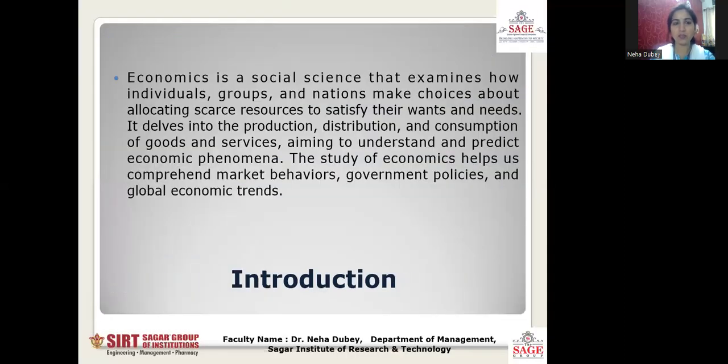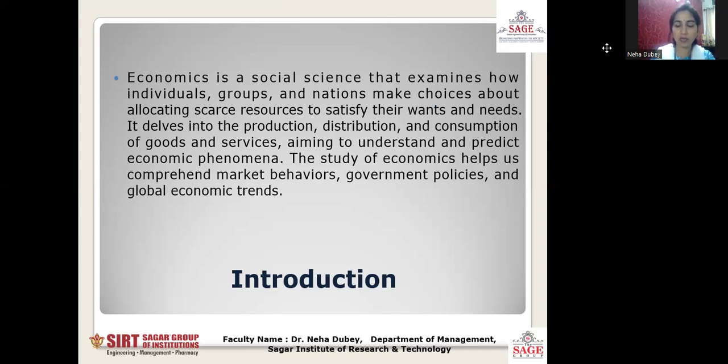Now, first, we need to understand what is economics and why we are studying the economic study. So economics is a social science that examines how individuals, groups, and nations make choices about allocating the scarce resources to satisfy their wants and needs. We all know about economics. It delves into the production, distribution, and consumption of goods and services, aiming to understand and predict economic phenomena. The study of economics helps us to comprehend market behaviors, government policies, and global economic trends.